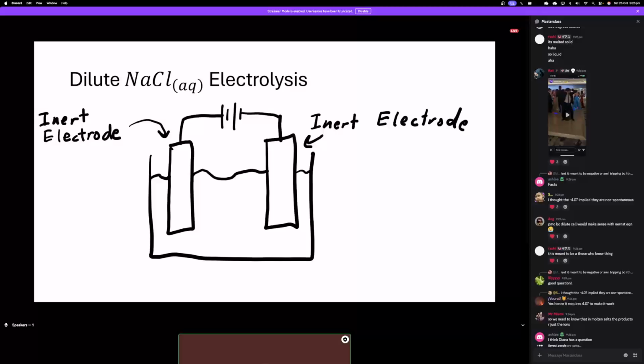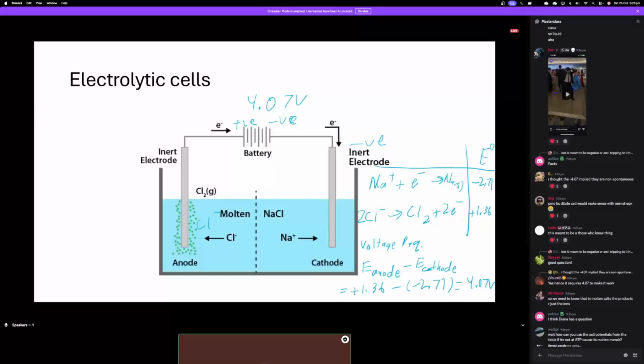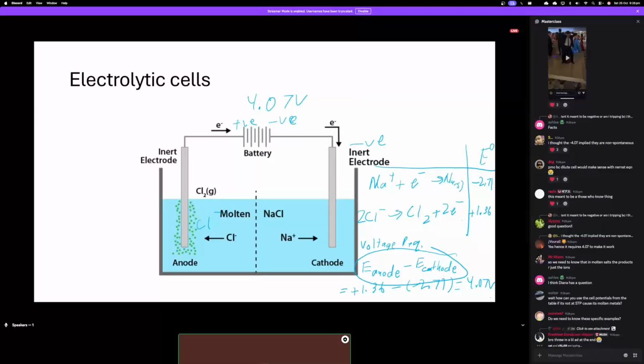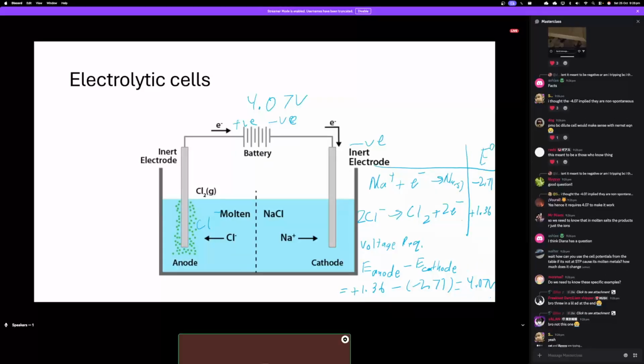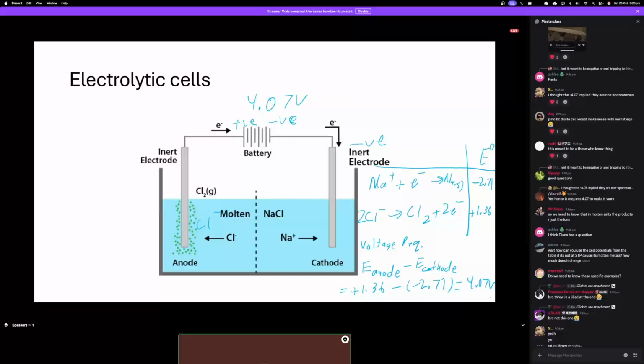Yes, sorry. Notice I flipped the order. This is the voltage required. It should be negative, right? And because it's negative, it's not spontaneous. That's why it needs 4.07 volts in order to work.